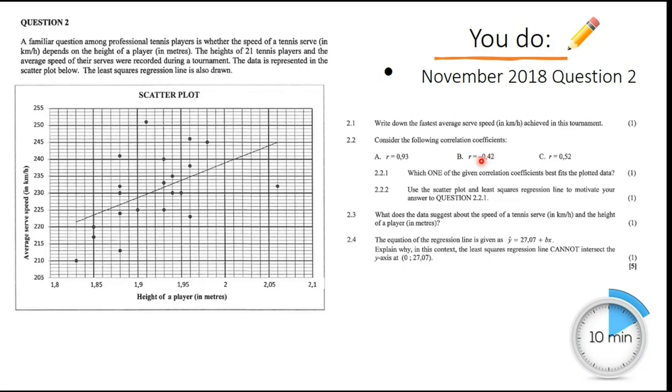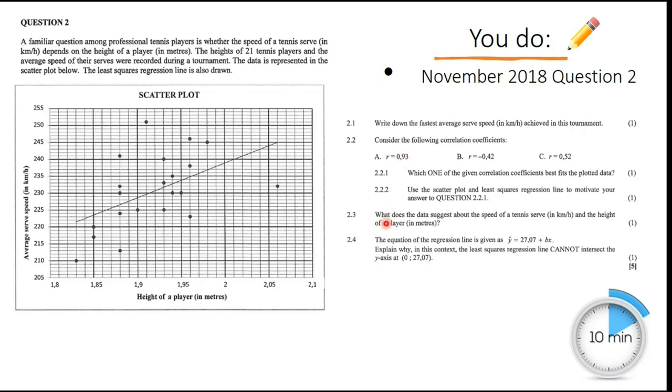So guys, let's look at this quickly. What is the fastest speed? We can read that off easily. There we go, so we must all get that mark. To me, these dots seem to form that kind of trend and not this kind of trend. So to me, B is out. So it's either going to be A or C. They don't lie close to this, so it can't be 0.93 because that's almost 1.